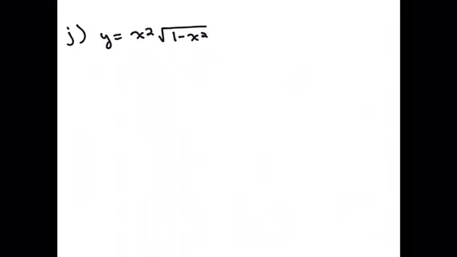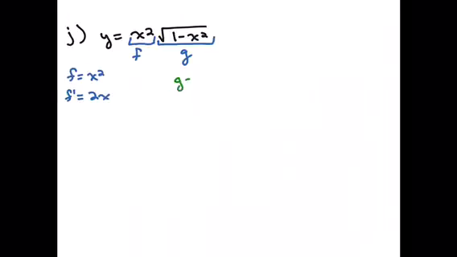Okay, this example is a good bit more complicated because I see a product rule here where my first function is x squared and my second function is the square root of 1 minus x squared, which is actually going to require a chain rule. So my first function's easy. f is x squared, then f prime is just 2x. But for my g, it's a good bit more complicated.